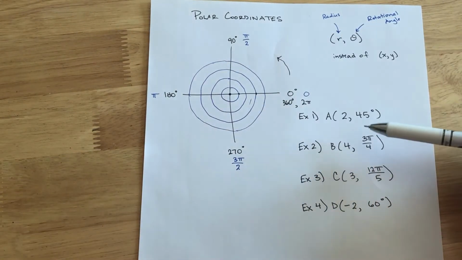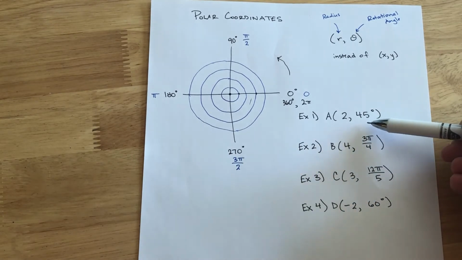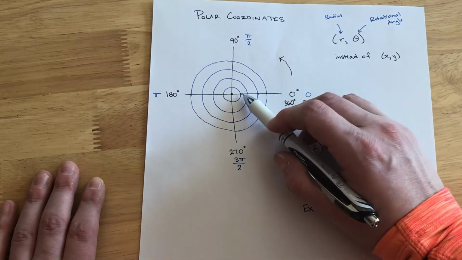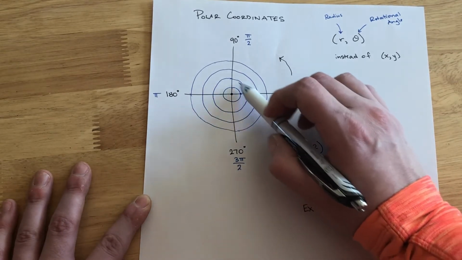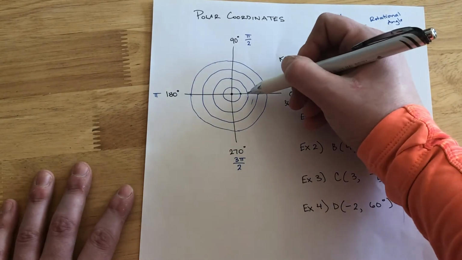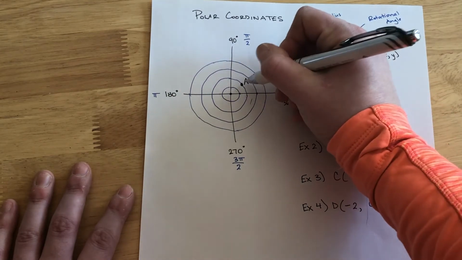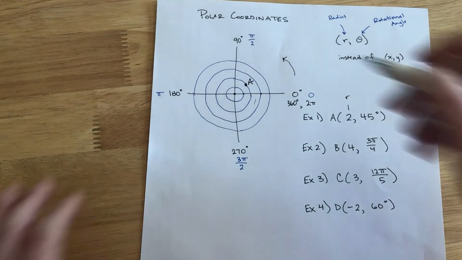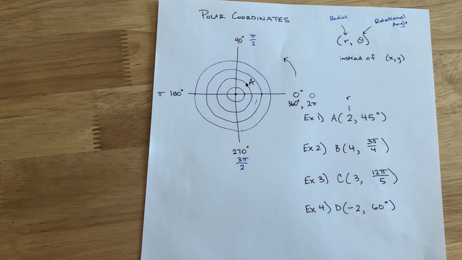So let's take a look here at example 1. We're trying to locate point A, which is at 2, 45 degrees. So the 2, that's the radius. That tells us which circle to be on. So 2 units out from the pole will be on that circle. And specifically, the angle we're located at is a 45-degree angle. So on this second circle, if we rotate up to 45 degrees, that is point A. We don't need to draw the actual radius, although we certainly could, because we're just locating the point.